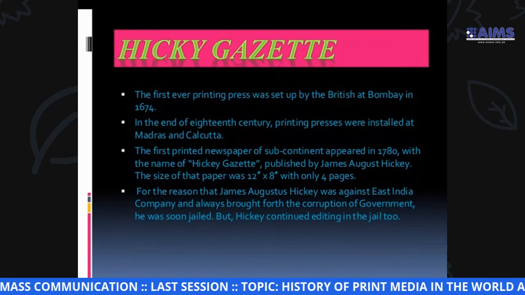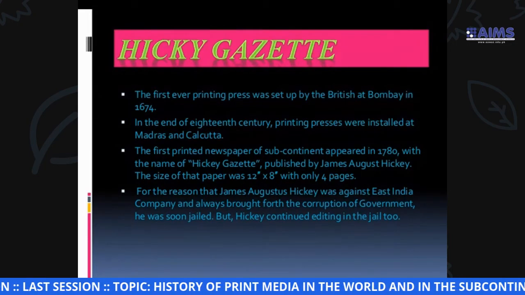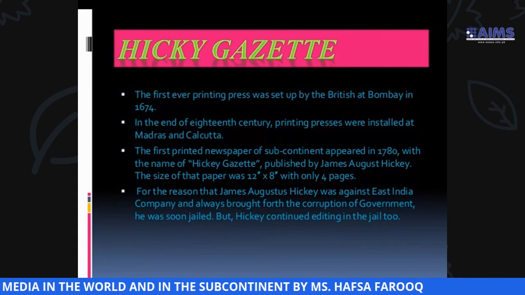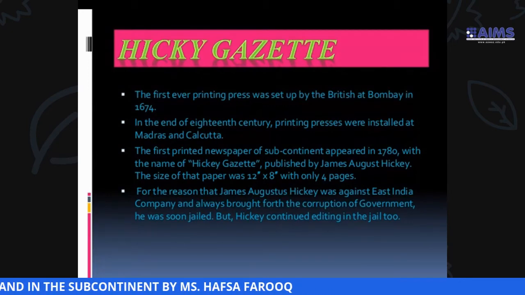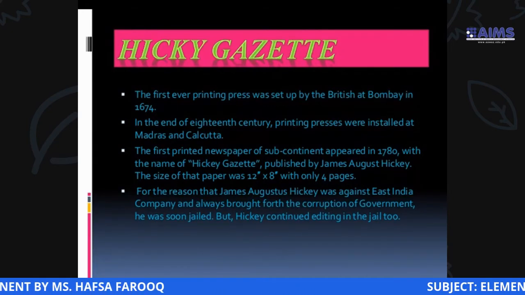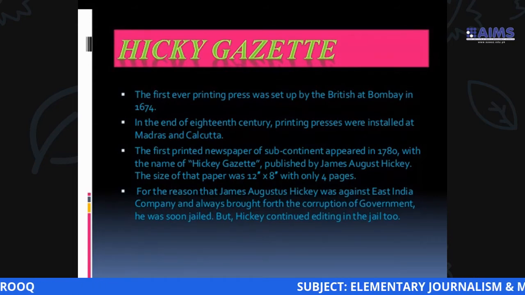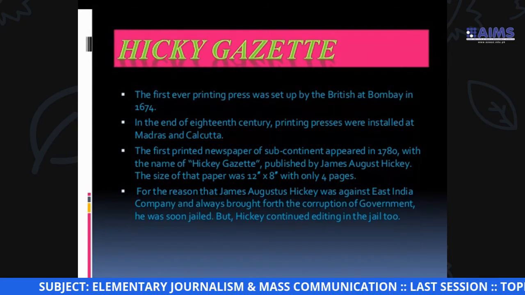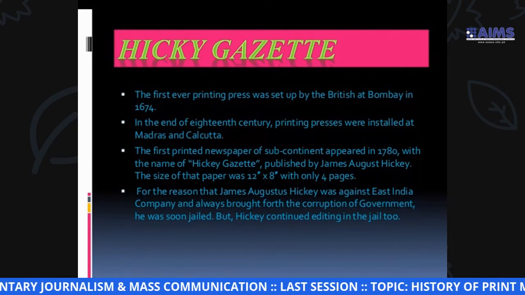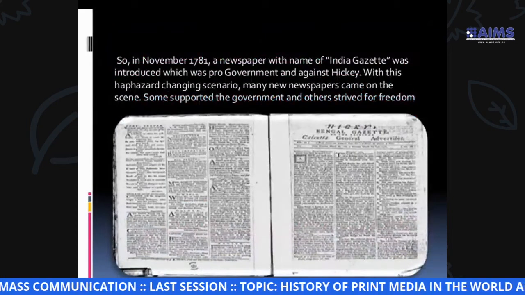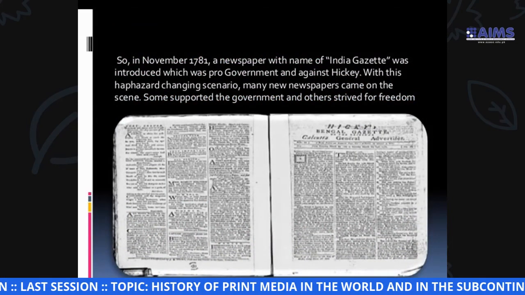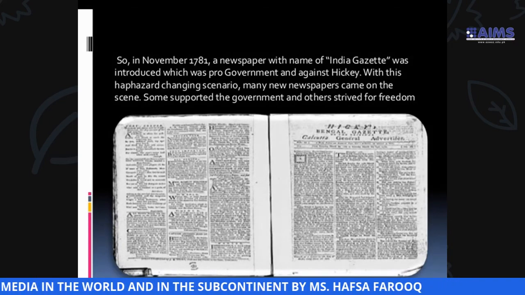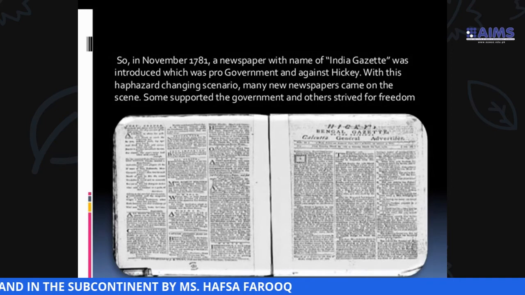The size of the paper was 12 multiplied by 8 with only 4 pages. For the reason that James August Hickey was against East India Company and always brought forth the corruption of government, he was soon jailed, but Hickey continued editing in the jail too. So in November 1781, a newspaper with the name of India Gazette was introduced, which was pro-government and against Hickey.